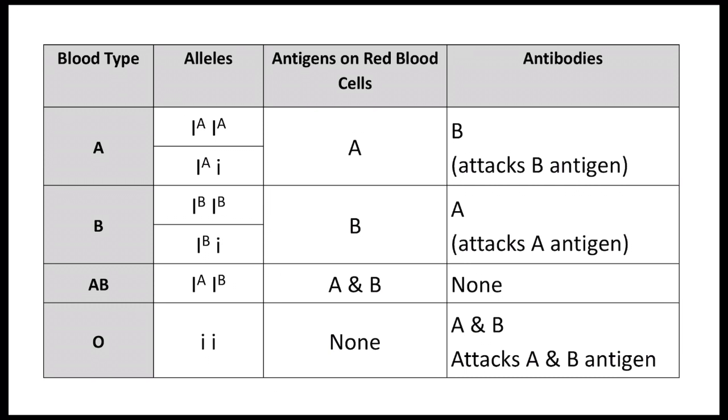Type O is the last type of blood, and this is lowercase i, lowercase i. It doesn't have any antigens on it, but the blood plasma does contain antibodies which will attack A and B. So it basically attacks the other three blood types if they are put into your body.